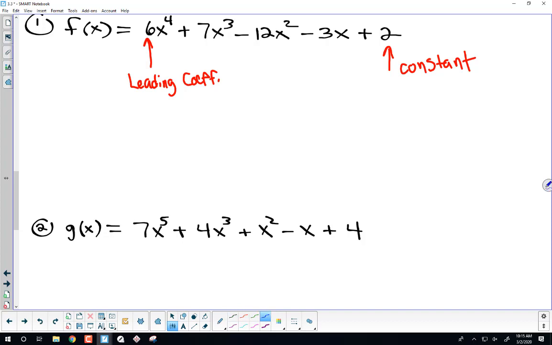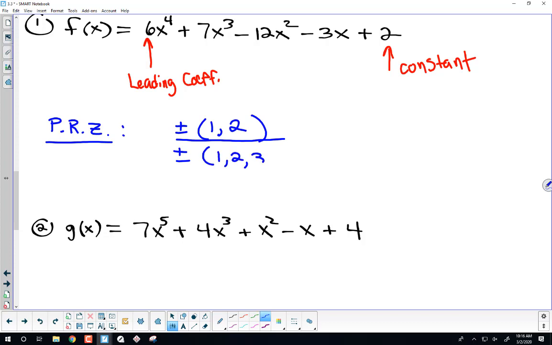Anyways, so let's write this out. I'm just going to abbreviate it. Possible rational zeros are the factors of the constant. So what are the factors of 2? 2 and 1. But it can also be negative 2 times negative 1, right? So we're just going to include the positive and the negatives. Factors of 2 divided by the factors of 6.